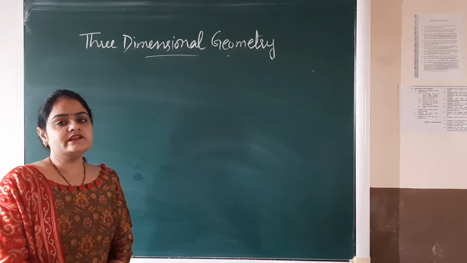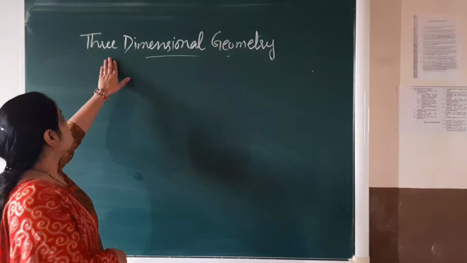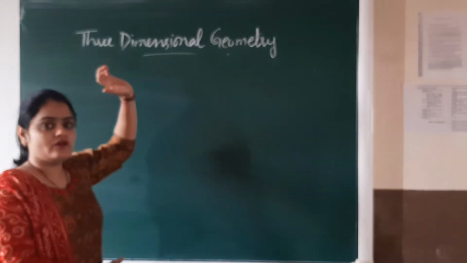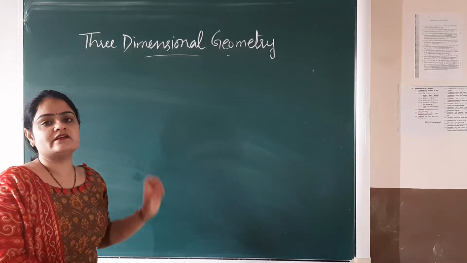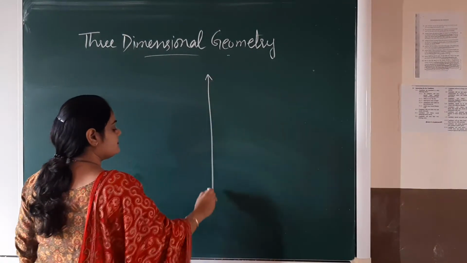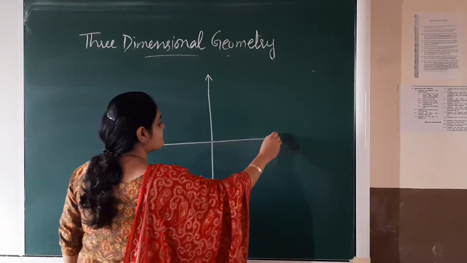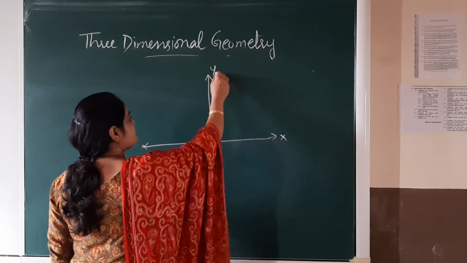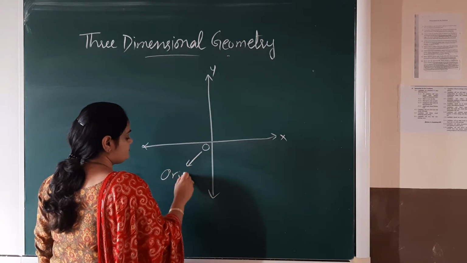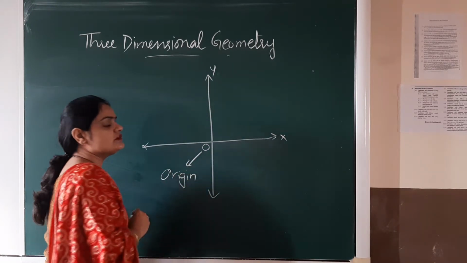Let's do the new topic, which is three-dimensional geometry. This is one of the new topics for 11th class as well as an interesting topic. Why is it interesting? Before that we did two axes, one is the x-axis and another one is the y-axis, and this one is your origin. The O point is called origin.